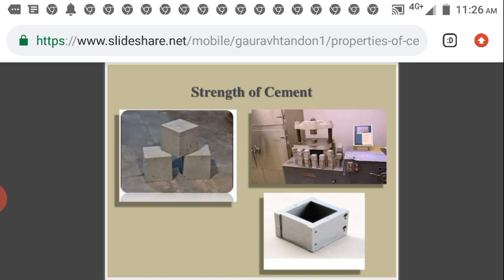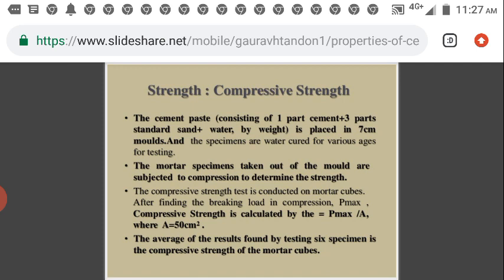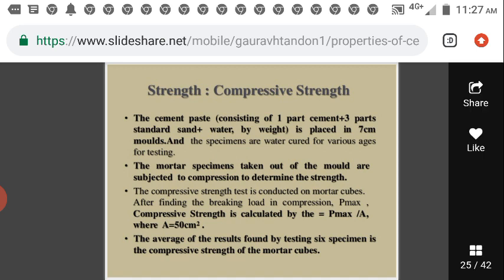Normally we will prepare the specimens. We will prepare some cylinders and some cubes, and this one is the mold, which we normally use with standard dimensions. When you are finding the compressive strength, the cement paste consists of one part of cement, three parts of standard sand, and water by weight, placed in a 7 centimeter mold. The specimens are water cured for various ages for testing, that is 7 days, 28 days, and like that we also test at 14 days. So those are the ages.